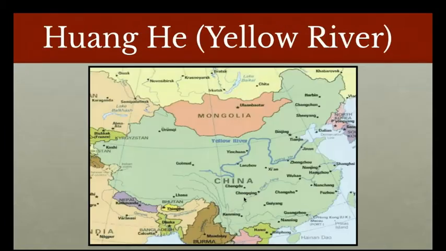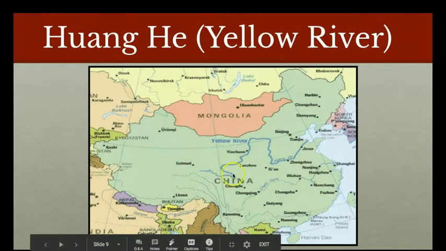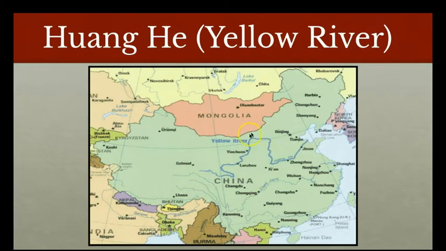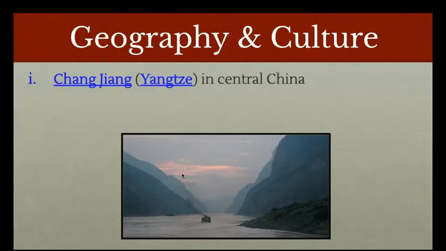It's in the north. So if we look at this map, you can see it flows from the west over to the east here in the northern part of China. The second river we're going to look at is called the Changjiang, but it's also known as the Yangtze. So if you really want to try to remember the rivers in their most simplistic names, remember Y and Y, the Yellow and the Yangtze.